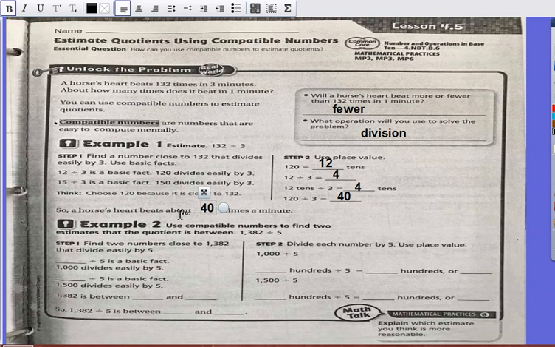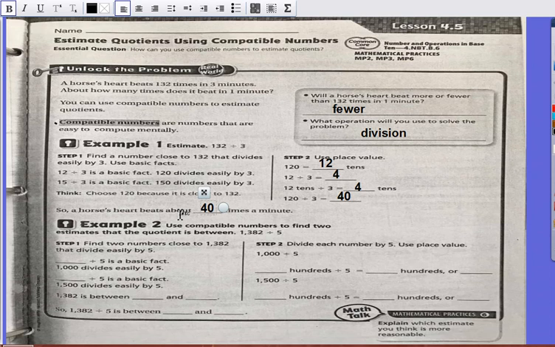Example 2. Use compatible numbers to find 2 estimates that the quotient is between. We probably remember when we were finding estimates, we found the one that was above it, and then we rounded one up and then we rounded the same. That's kind of what we're going to get into here. So we have 1,382 divided by 5. Step 1: find 2 numbers close to 1,382 that are easily divided by 5.